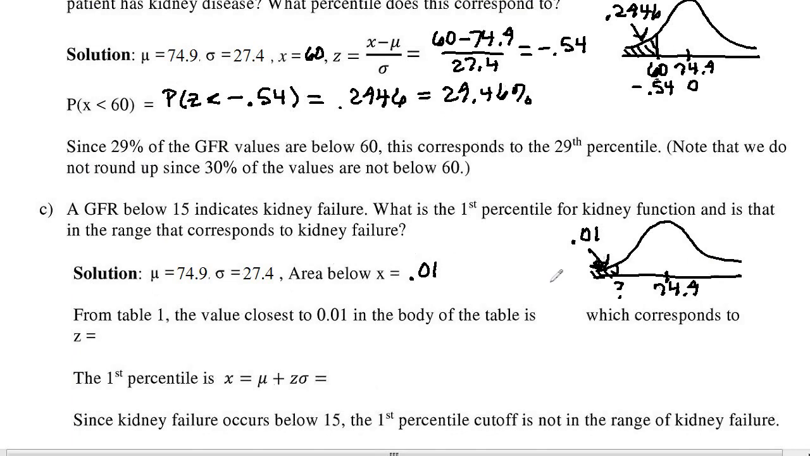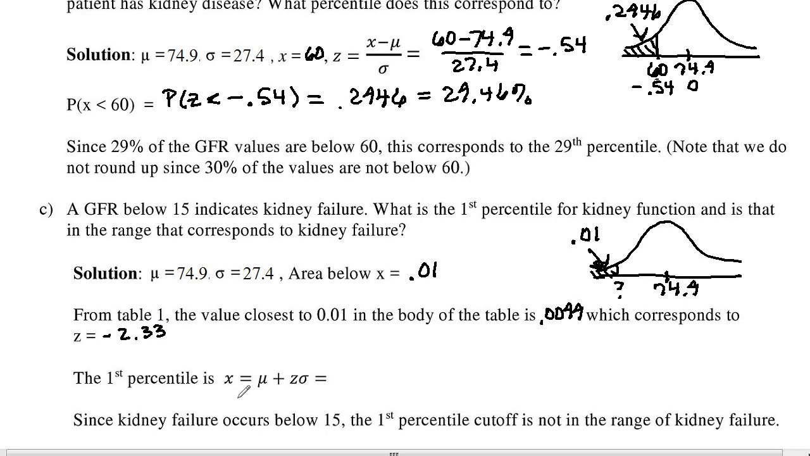So the z-value here is negative 2.33. Again, from table 1, the closest value to 0.01 in the body of the table is 0.0099, and that corresponds to z equals negative 2.33. So that's what we found from the table.